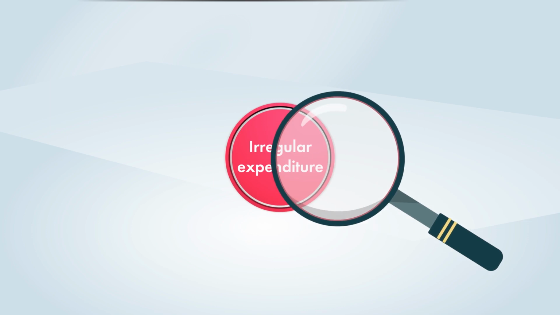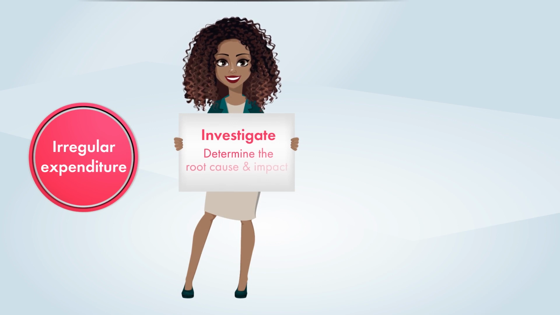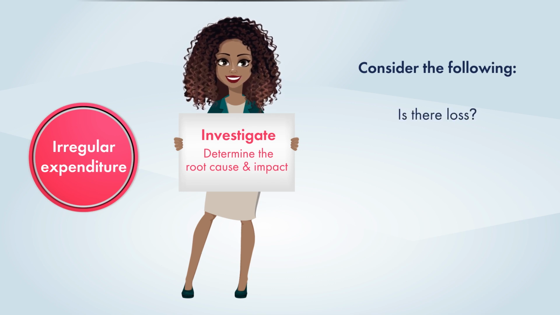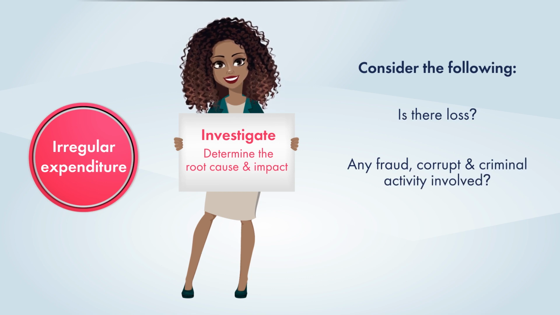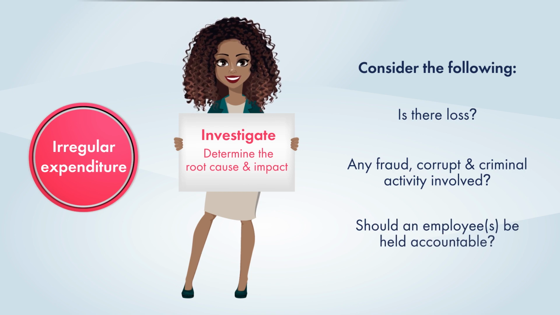Once irregular expenditure has been identified, the accounting officer or authority must investigate to determine the root cause and impact by considering the following. First, did the non-compliance result in a loss? Then, was any fraud, corrupt and criminal activity involved? And should an employee or employees be held accountable?